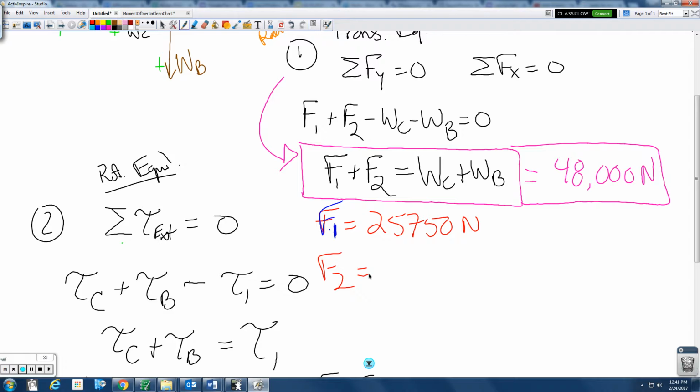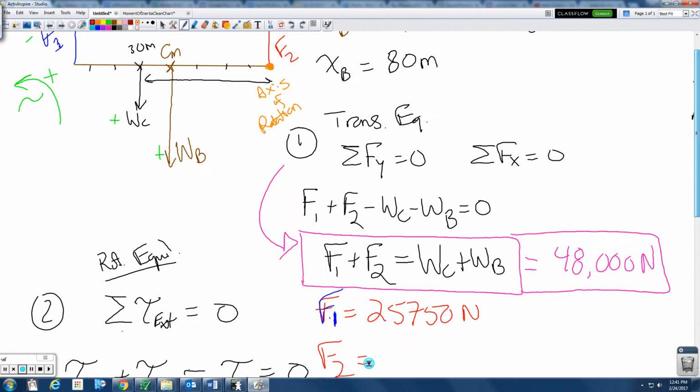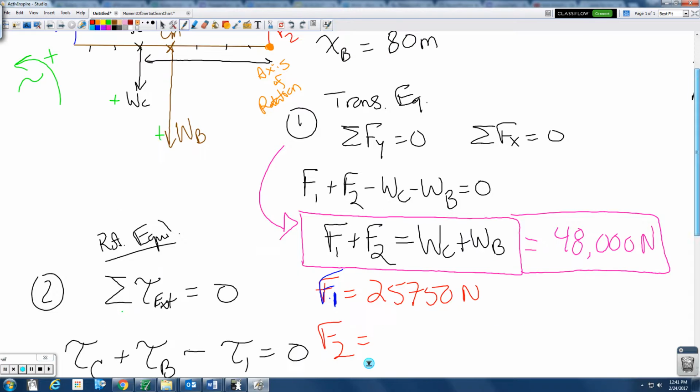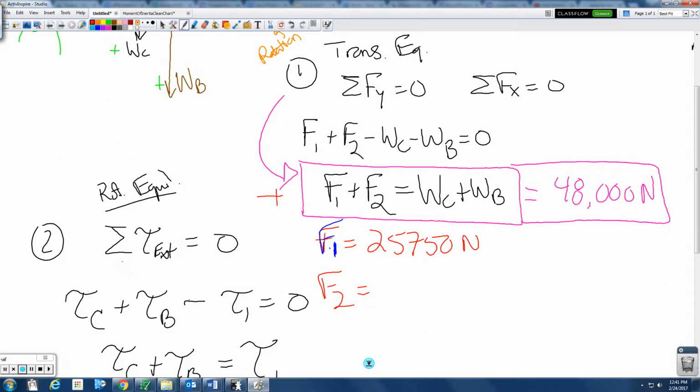F2 is going to have to be, like we said in this equation, yeah, F2 is red. We have F1, we just need to find F2, and they must add up to 48,000. So this must be 48,000 newtons minus 25,750. So that is 22,250.